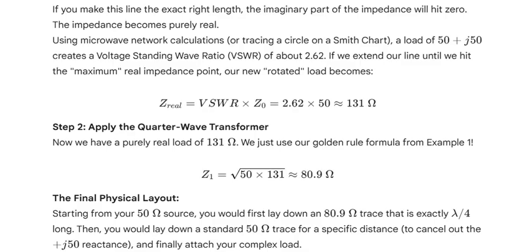Now we have a purely real load of 131 ohm. We just use our golden rule formula from example 1. Z1 equals square root of 50 times 131 equals approximately 80.9 ohm. The final physical layout. Starting from your 50 ohm source, you would first lay down an 80.9 ohm trace that is exactly a quarter wavelength long. Then you would lay down a standard 50 ohm trace for a specific distance to cancel out the positive J50 reactance, and finally attach your complex load.